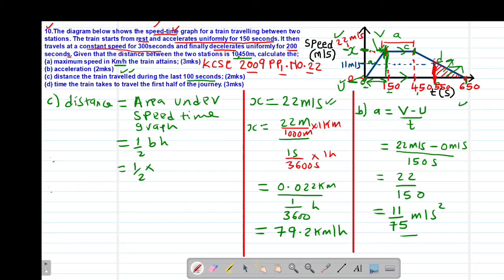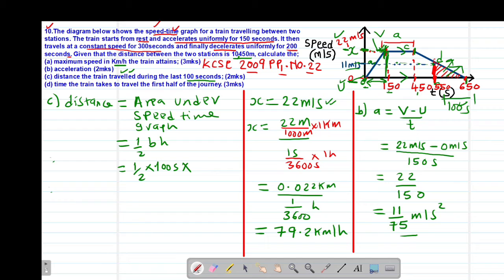The base will be the distance from 650 up to 550, so the time difference will actually be 100 seconds. So this will be a half of the base, 100 seconds, multiplied by the height. The height will be equivalent to a half of 22, because this is a half of this particular triangle from 450 up to 650. From 450 to 650, we had a time of 200 seconds, so a half of 200 is 100 seconds. So this 100 will also correspond to a half of the maximum speed, which is 22 over 2. You're going to get 11 meters per second.